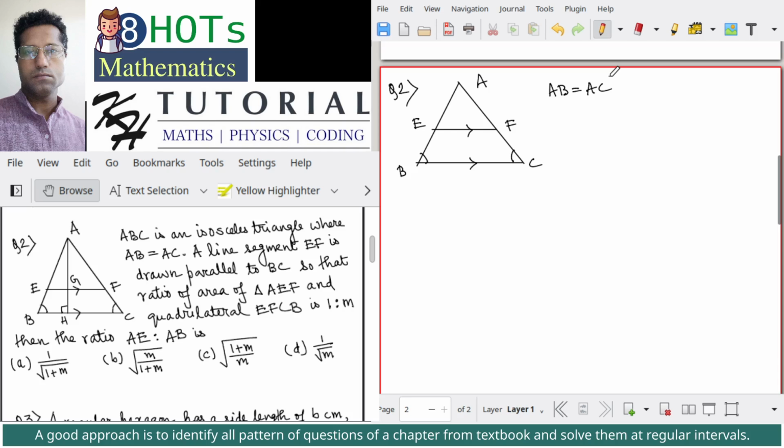It is given that the ratio of the area of triangle AEF to the area of EFCB is 1:m, that is 1 by m. This we know. Then we have to relate AE to AB.